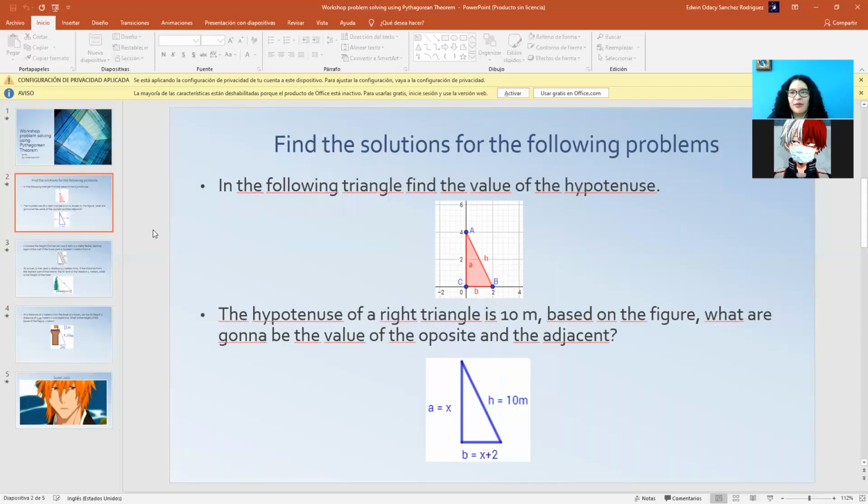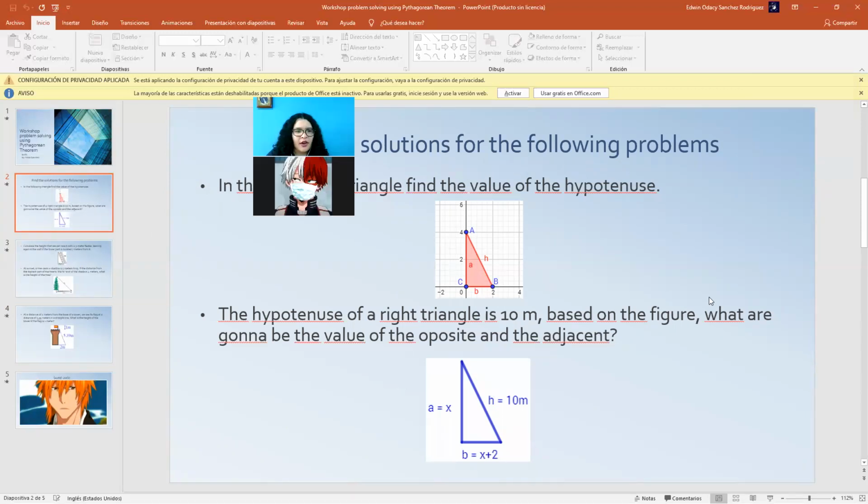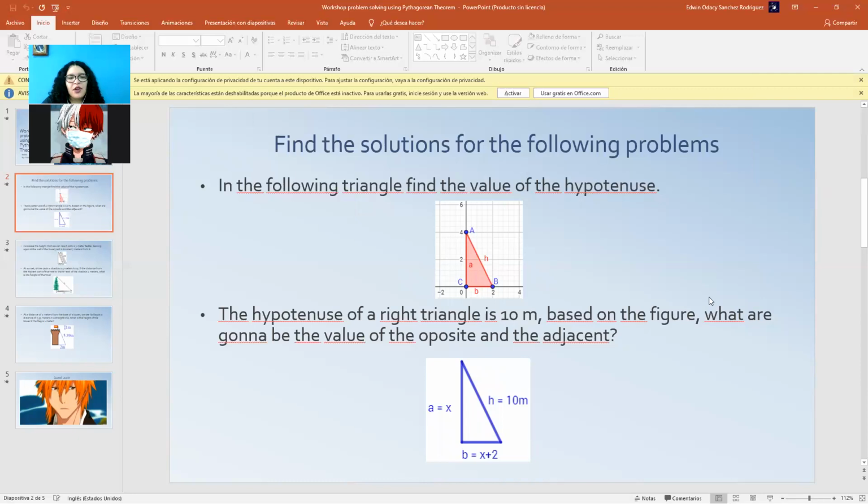So I'm going to read them all, and after that, you can start solving. Okay? So you're going to find the solutions for the following problems. First, in the following triangle, find the value of the hypotenuse. This is the triangle. Okay? B, the hypotenuse of a right triangle is 10 meters. Based on the figure, what does it say here? What are going to be the values of the opposite and the adjacent, as you can see here?